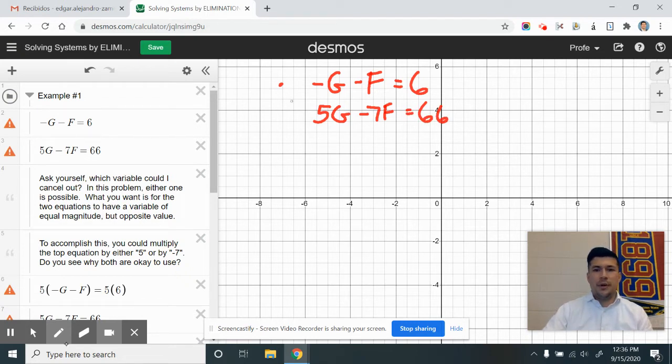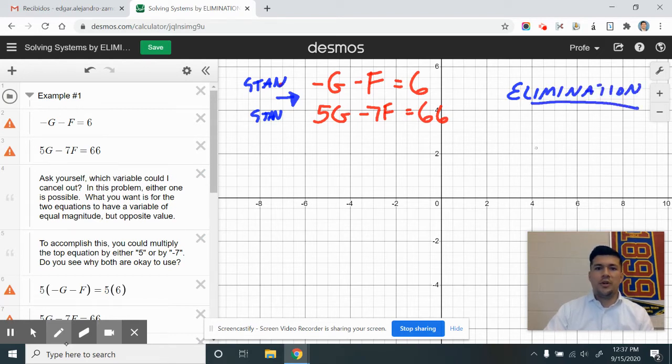The first thing I want you to notice about this system is that this time we've got a system where both of these equations are in standard form. Standard form, remember, is when you have both variables on one side and a constant on the right side. So this is not in slope-intercept form. I don't have a variable that's by itself to where I could take its expression and substitute it into another one. I can't do that here. So what I'm going to use is a process called elimination.